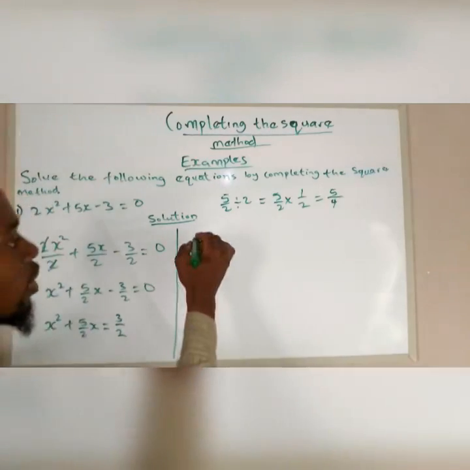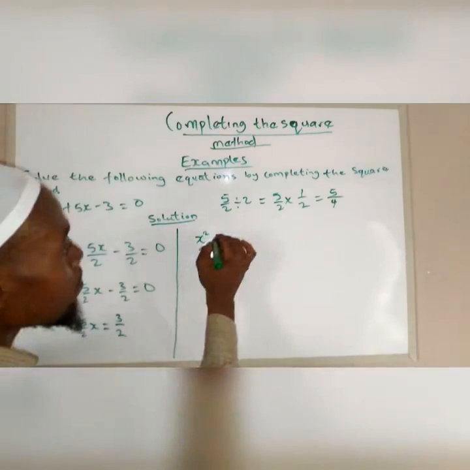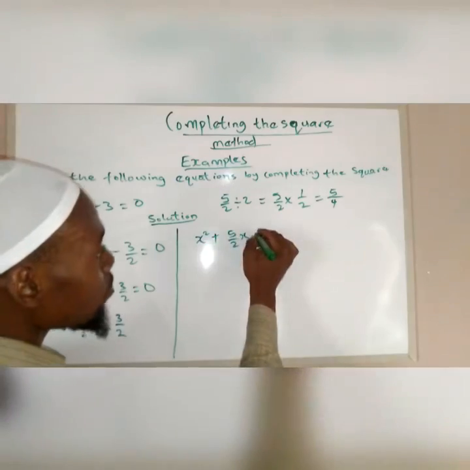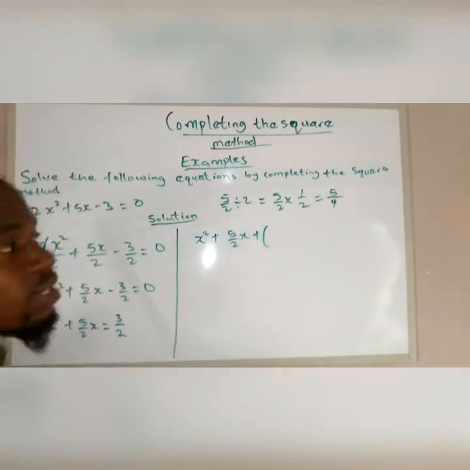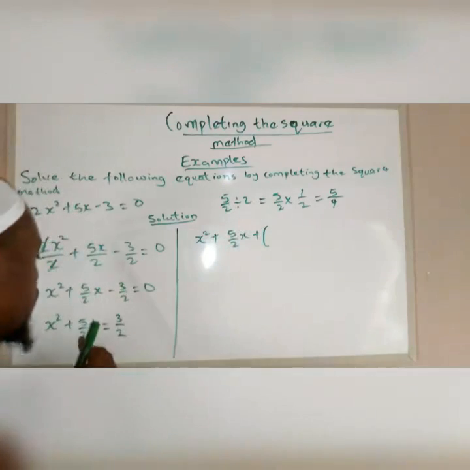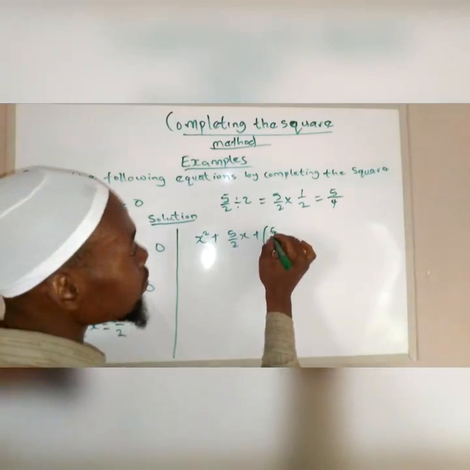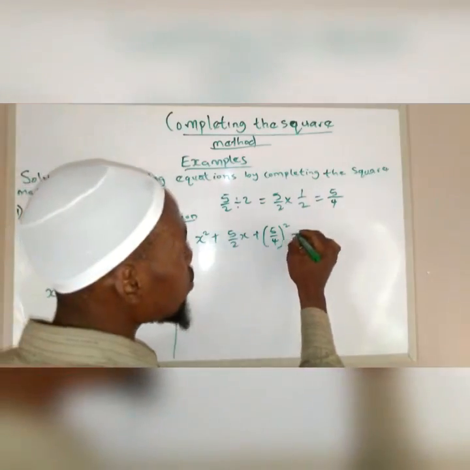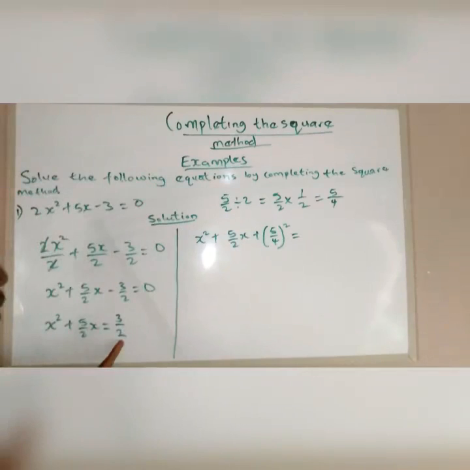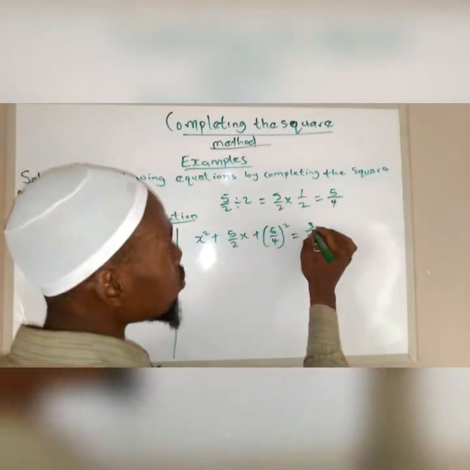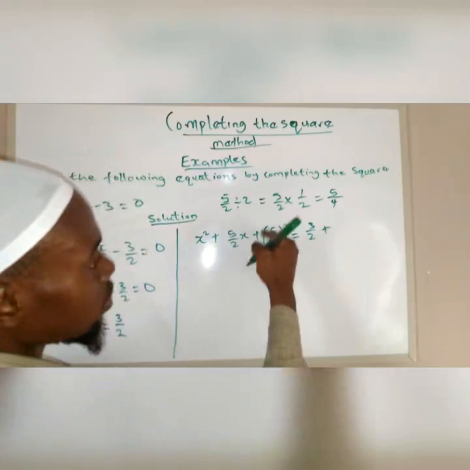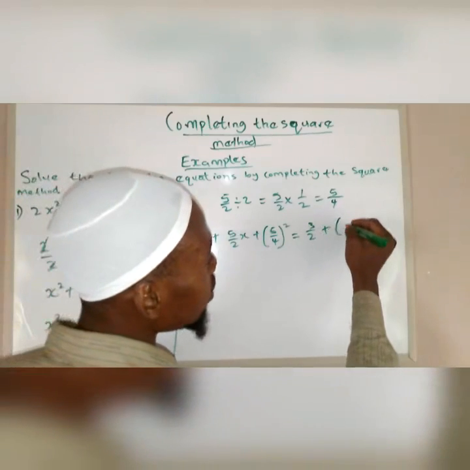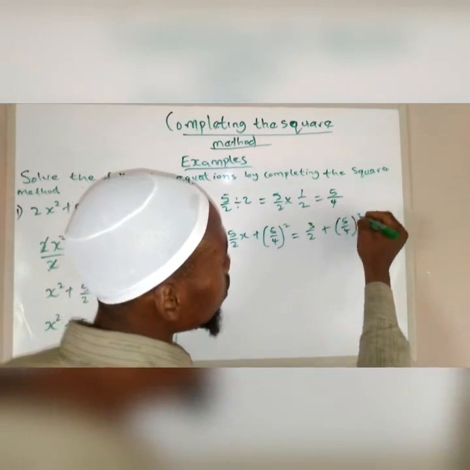So we have x squared plus 5 over 2 x plus, then you put it into a bracket, the answer that we get when we divide the coefficient of x by 2, that is 5 over 4 all squared. It will be equal to the term here, this is 3 over 2, plus the term here, that is after dividing your coefficient by 2, then you square it, that is 5 over 4 all squared.